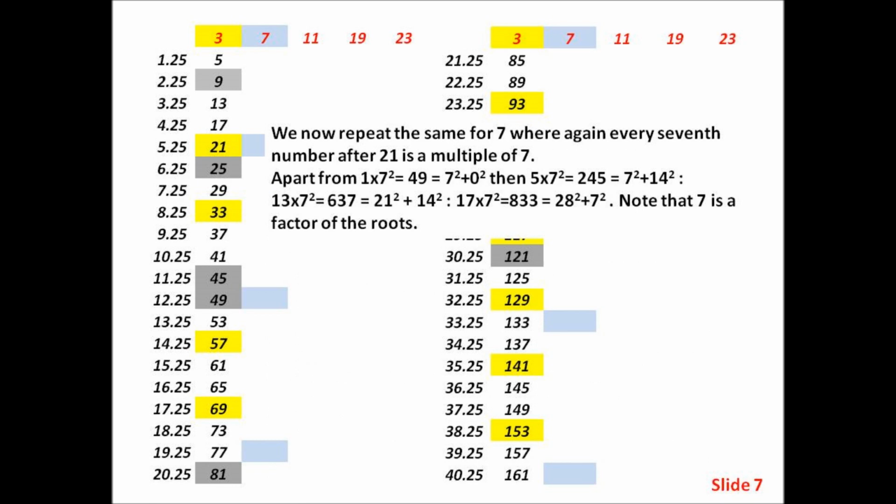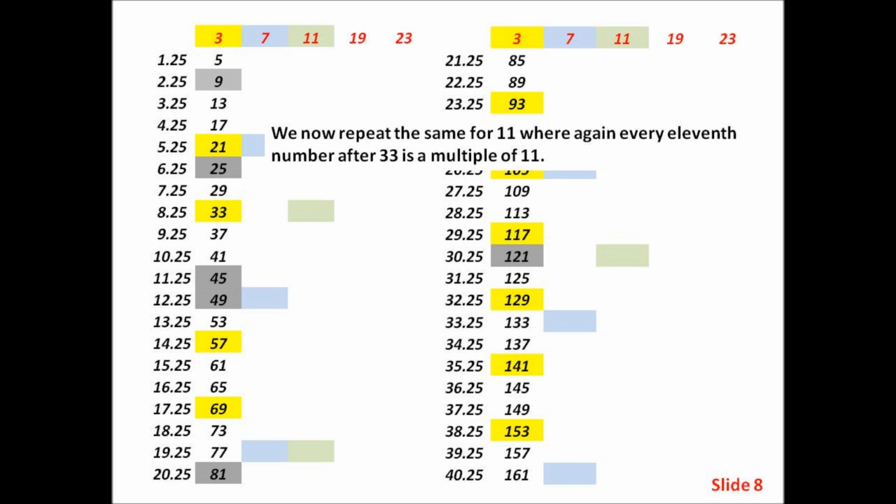We now repeat the same for 7, where again every seventh number after 21 is a multiple of 7. Apart from 1 times 7 squared equals 49 equals 7 squared plus 0 squared, then 5 times 7 squared equals 245 equals 7 squared plus 14 squared, and 13 times 7 squared equals 637 equals 21 squared plus 14 squared, and 17 times 7 squared equals 833 equals 28 squared plus 7 squared. Note that 7 is a factor of the roots.